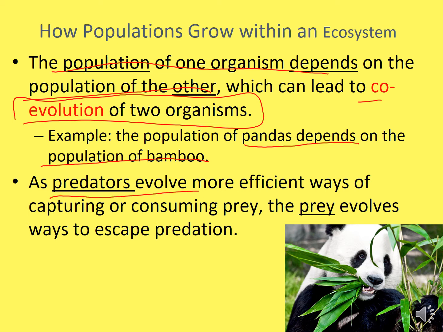But predators evolve more efficient ways of capturing and consuming prey. The prey evolve ways to escape predation. So, over time, whoever is the prey learns how to change to protect themselves so they will not die or become extinct. Okay?